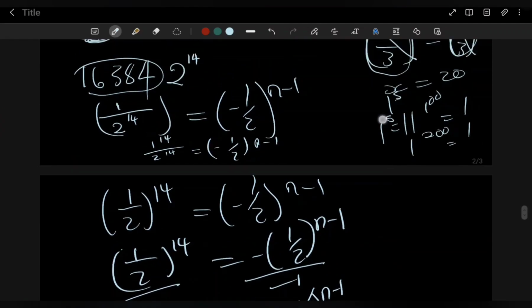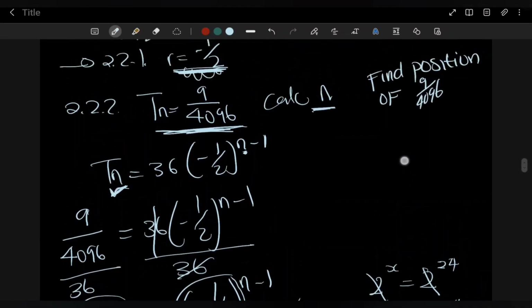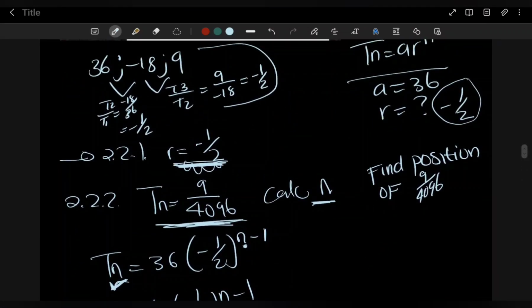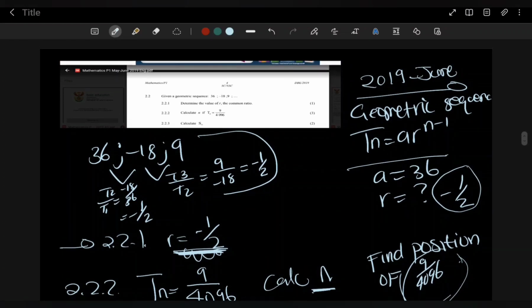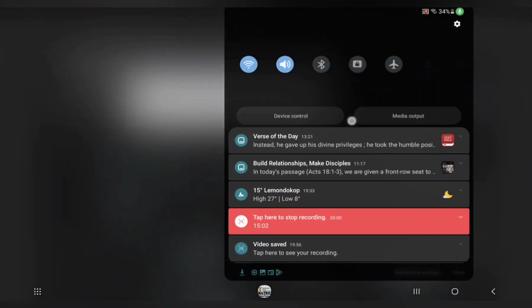Okay guys, I think there's something wrong here. There's a problem in the question. It must be a negative, okay? It must be a negative.